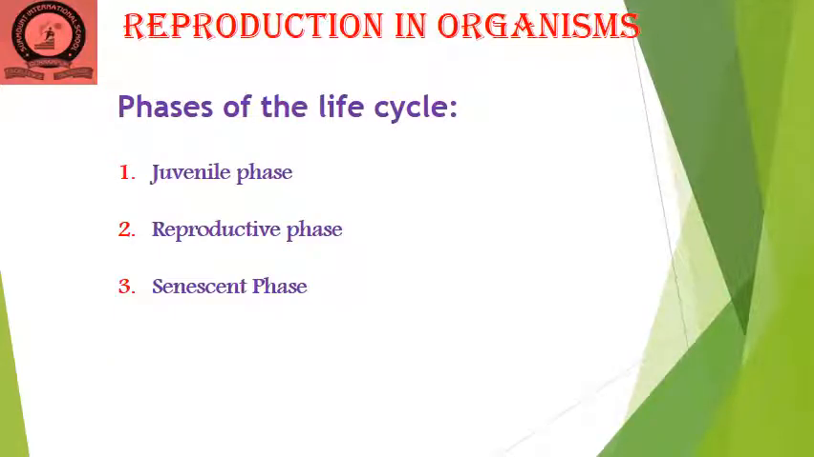Now, phases of the life cycle. As we discussed in our previous video, there are three phases of life cycle. Number 1, juvenile phase. Number 2, reproductive phase. Number 3, senescent phase.